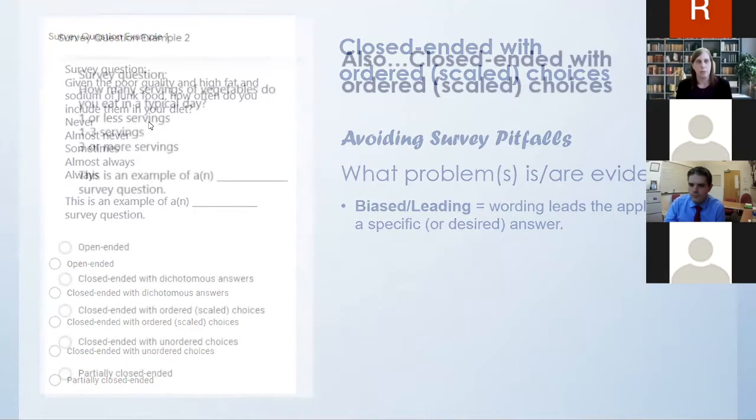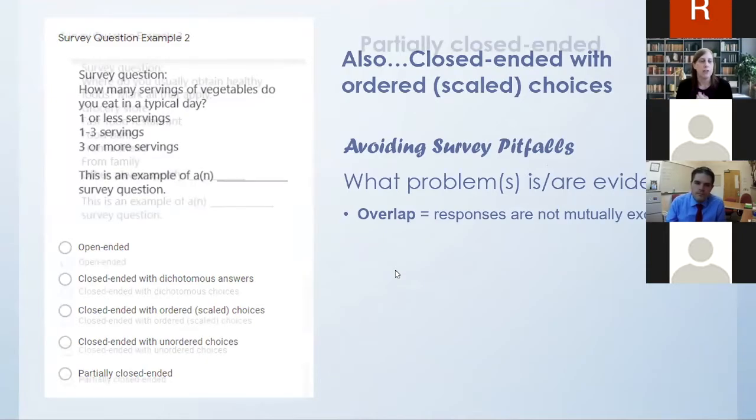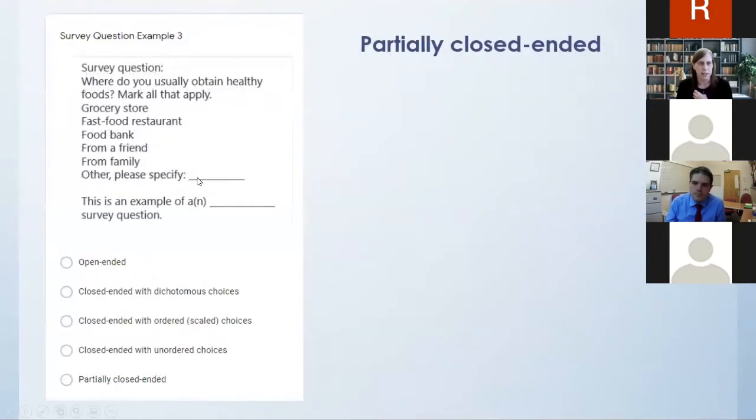I'll just mention this one. Servings is challenging for people. If you're looking at dietary, it's hard for people to understand what a serving is, but that's kind of a secondary thing here. With partially closed-ended, one of the things I find as a challenge with other, please specify, is sometimes people will mark other, but they won't write anything in the box. So you have no idea what they meant by other. So that can be a challenge.